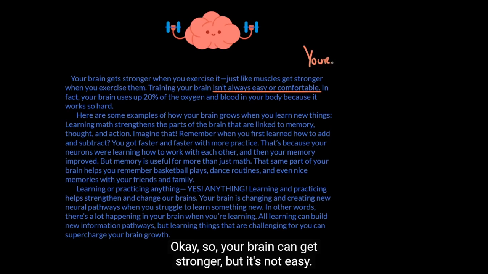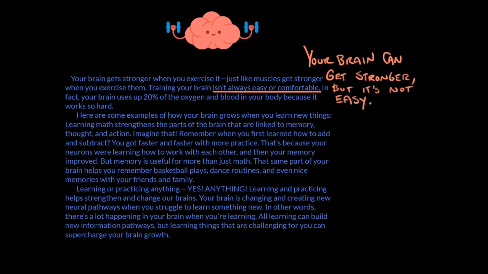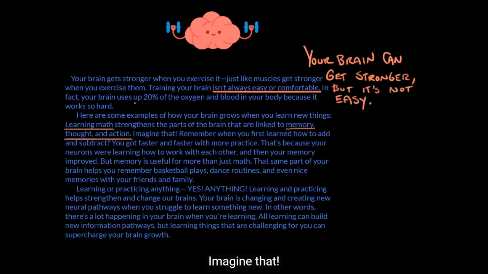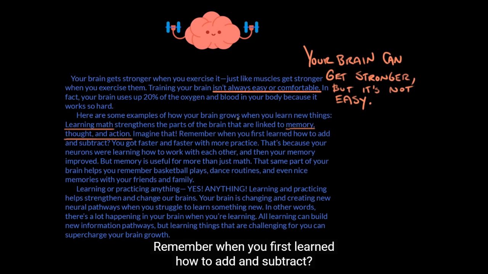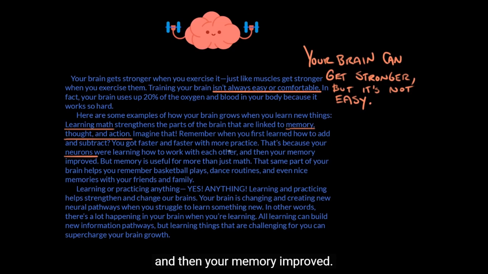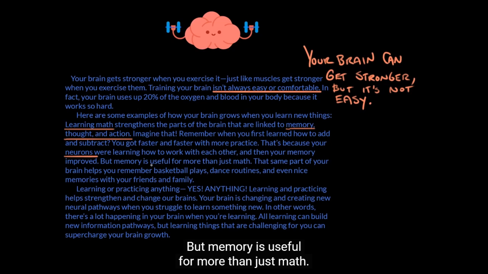Okay, so your brain can get stronger, but it's not easy. Here are some examples of how your brain grows when you learn new things. Learning math strengthens the parts of the brain that are linked to memory, thought, and action. Imagine that. Remember when you first learned how to add and subtract? You got faster and faster with more practice. That's because your neurons, those are brain cells, were learning how to work with each other, and then your memory improved. But memory is useful for more than just math.